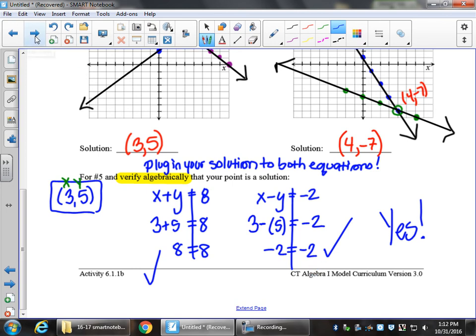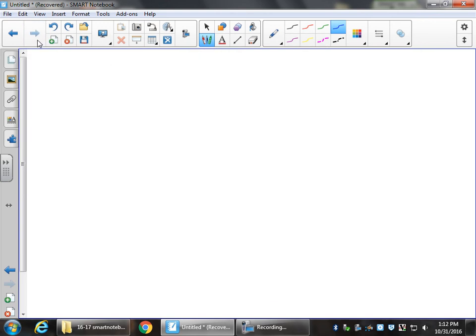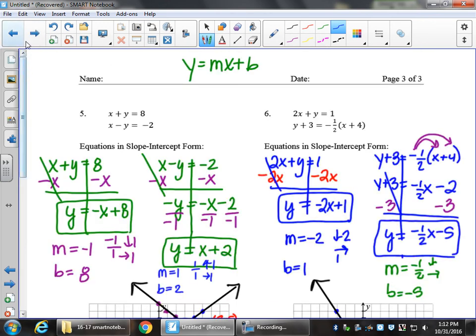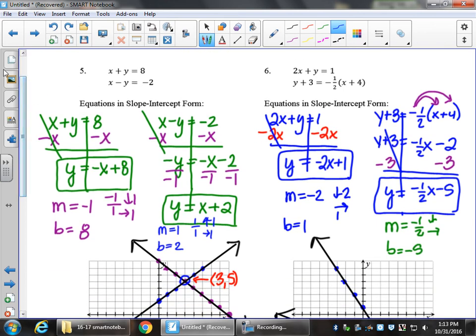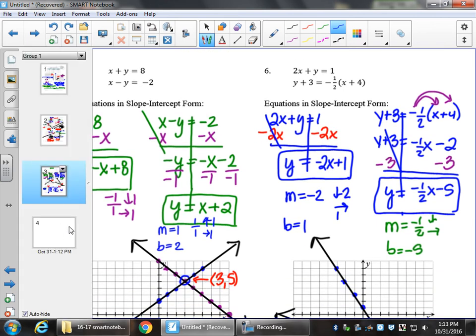Great job. Tonight's practice, or the practice that follows this assignment, where is it? I don't know. You have it in your packet. I'm sorry. I must not have printed it to Smart Notebook.